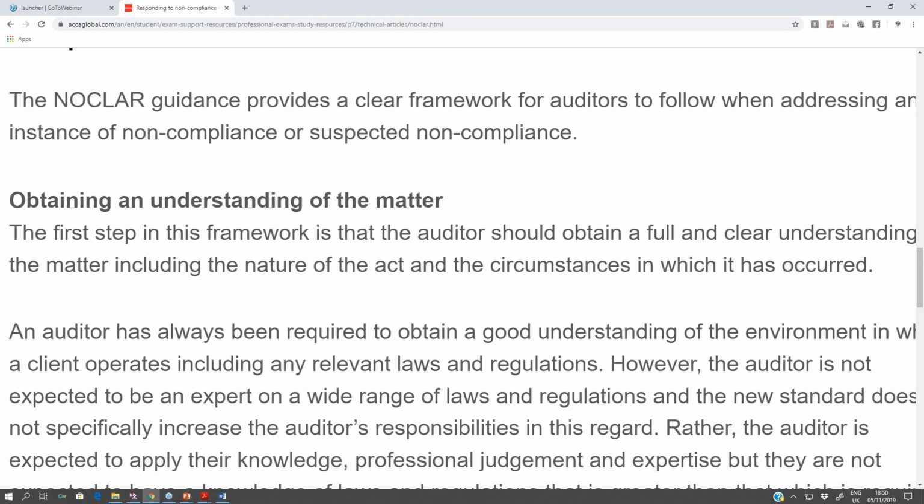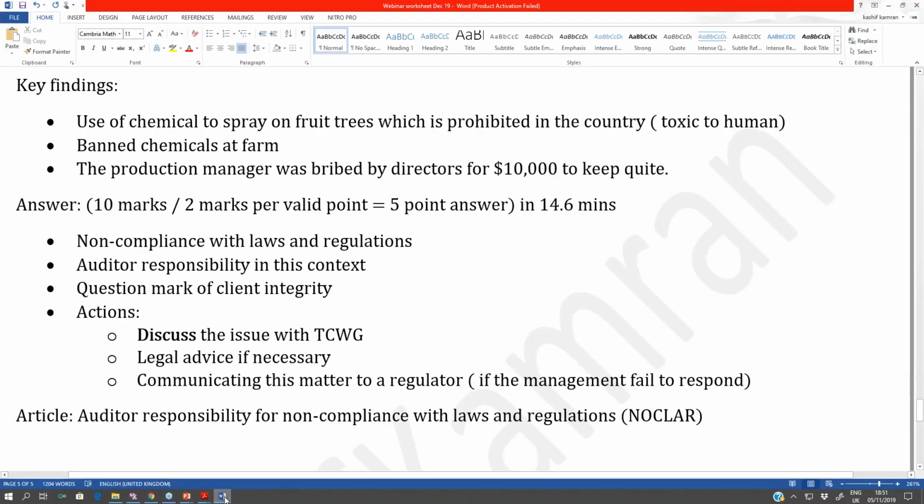And you are encouraged to visit the ACCA website. You are encouraged to download these articles, and you are encouraged to read them. So that is where I will get the answer for the June 19 paper, right? The June 19 paper is telling me there is a non-compliance with laws and regulations, and I got to know that from the email of Len. Now, what is my responsibility in context of the non-compliance?